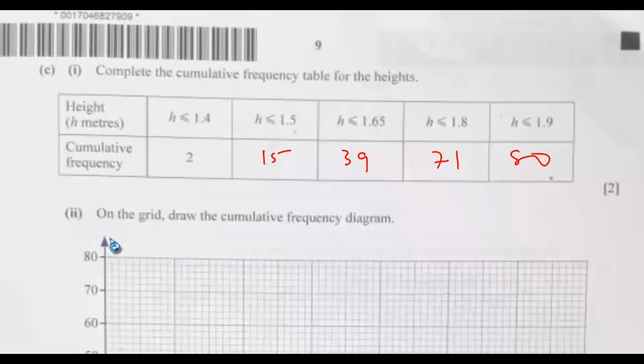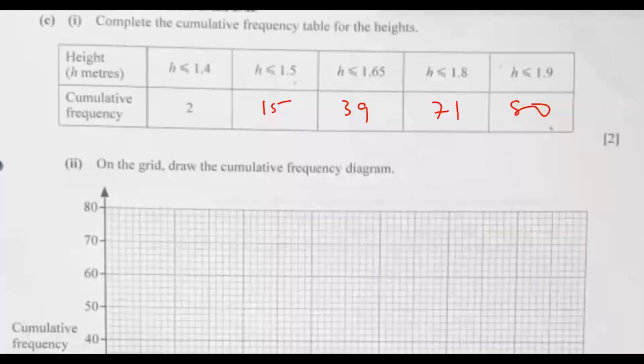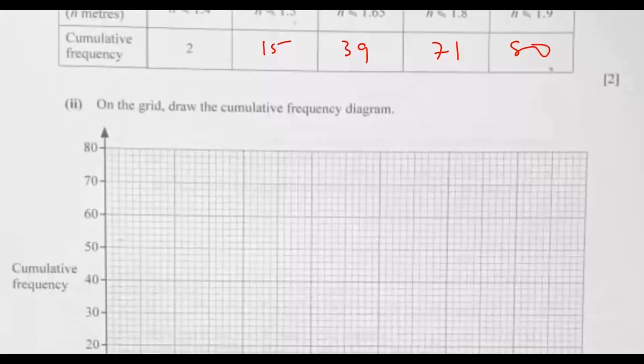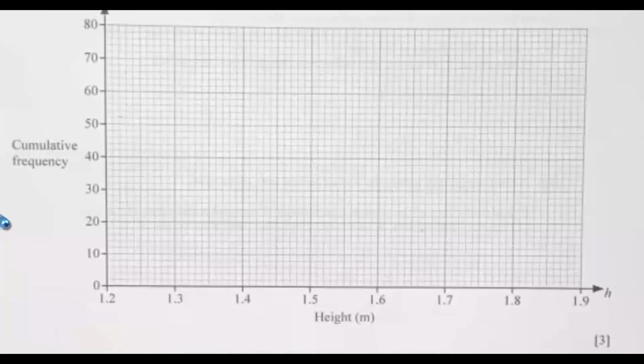So Roman figure 2, on the grid, draw the cumulative frequency diagram. So we need to scroll down here. We have the height against the cumulative frequency. So the first one, when the height is 1.4, 1.4 will be here. So the cumulative is 2. So it will be this point here. I will just plot all the points at once.